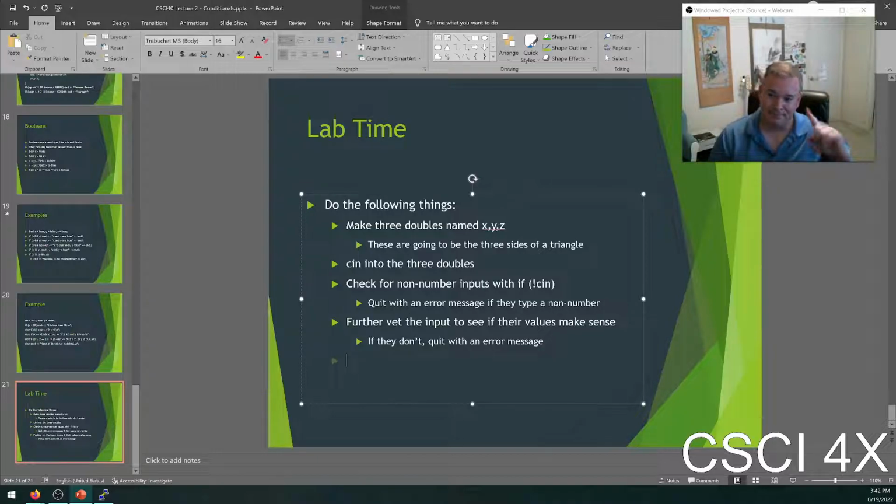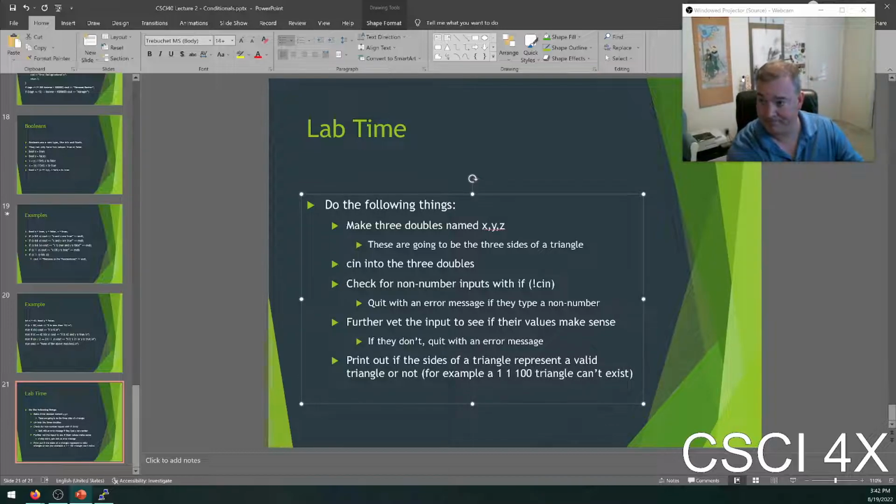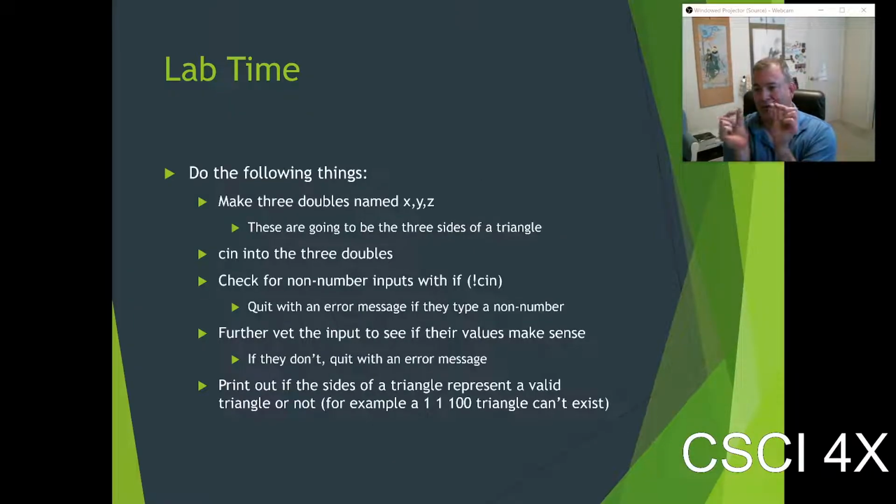And then print out if the sides of a triangle represent a valid triangle or not. For example, a 1, 1, 100 triangle can't exist. The two legs of the triangle are so small that if you have one triangle side of length 100, and you've got two little dopey one-inch-long legs at the end of it, they can't connect, okay?